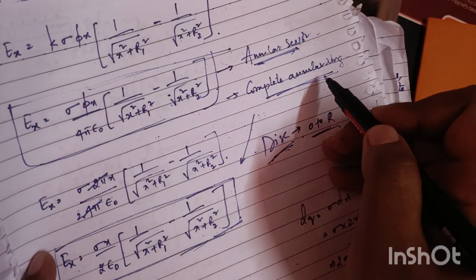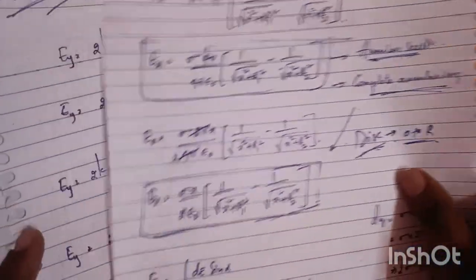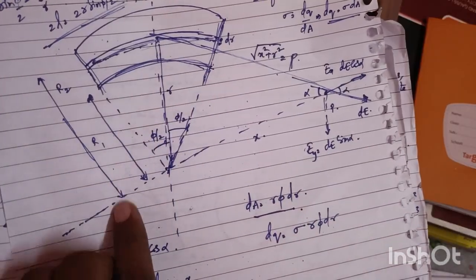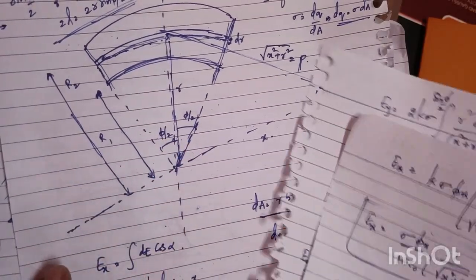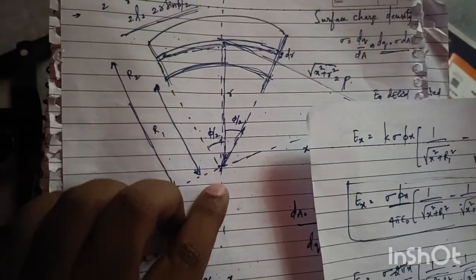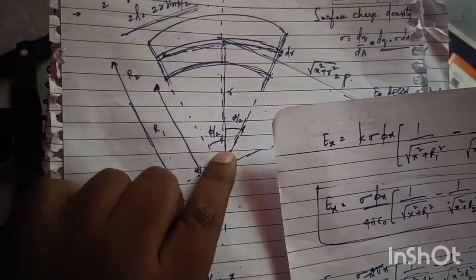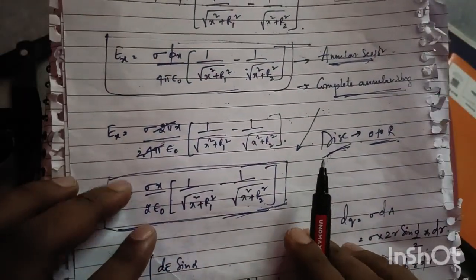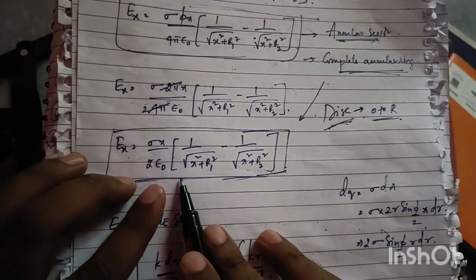For a complete annular ring, the angle subtended, here the angle is phi. If I take the complete ring, this angle would be the total 360 degrees circle, for the complete annular ring. So the angle subtended at the center would be 360 degrees, that is 2 pi. So instead of phi I took 2 pi here, and I got this result.